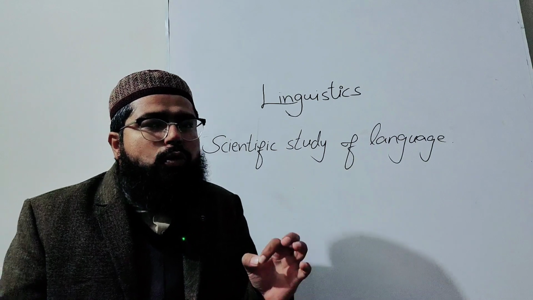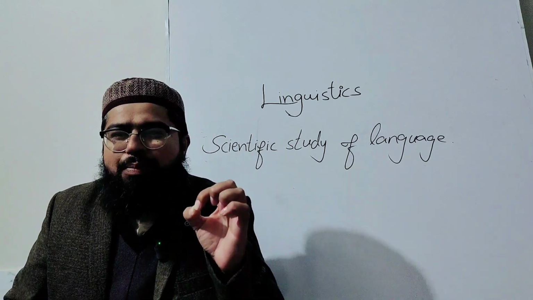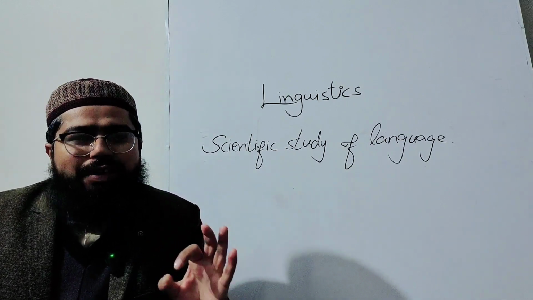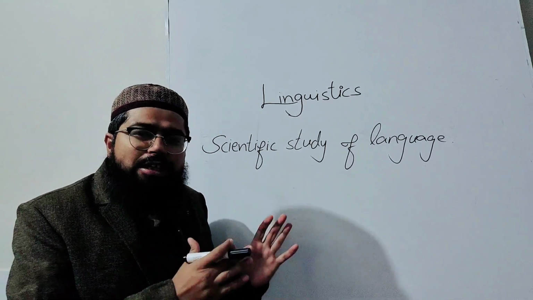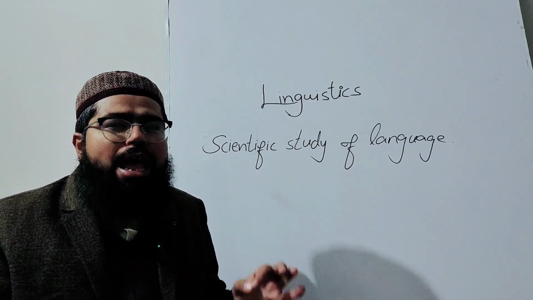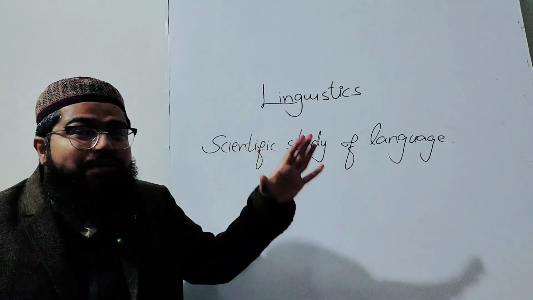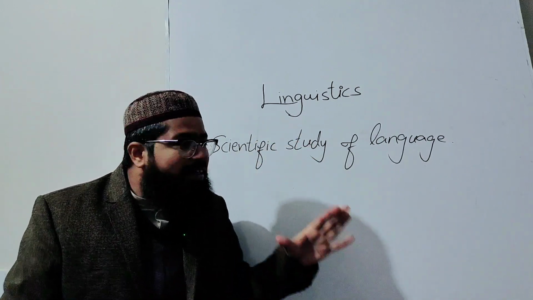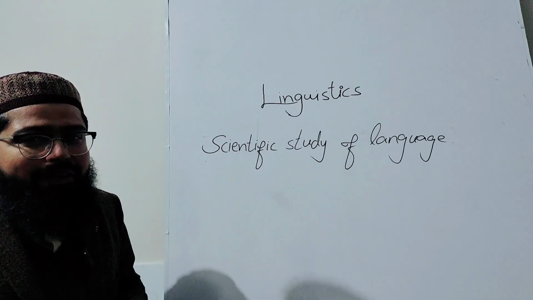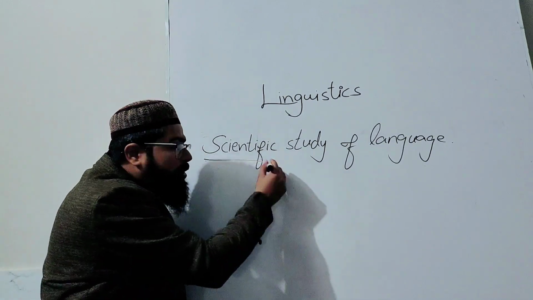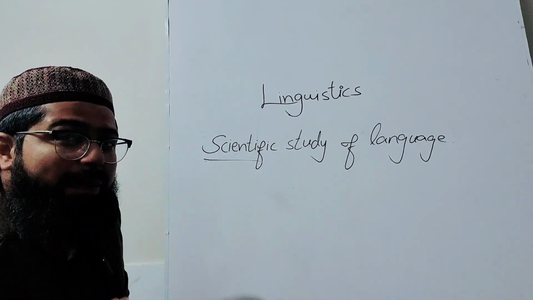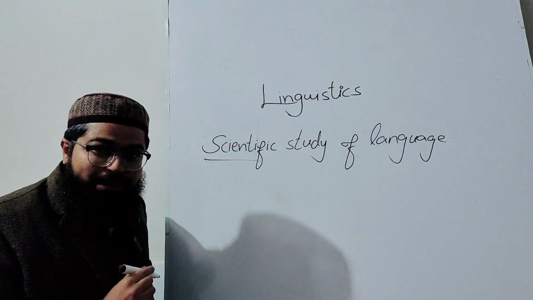What is linguistics? There are only two words which you need to keep in mind, which you need to understand. Having understood these two words, you will never be able to misunderstand this term linguistics. Linguistics is the scientific study of language. So, the very first word which is necessary to keep in mind is scientific.